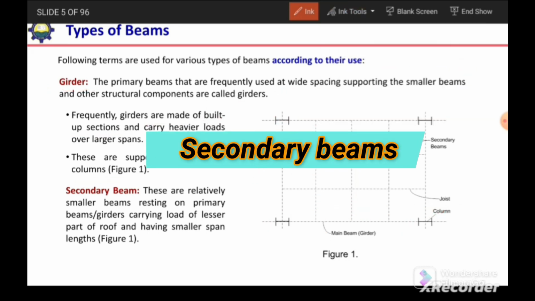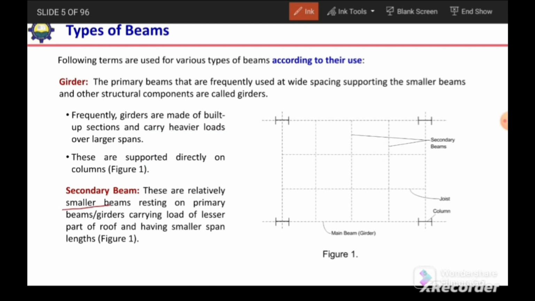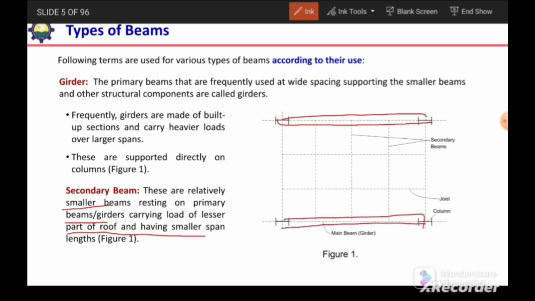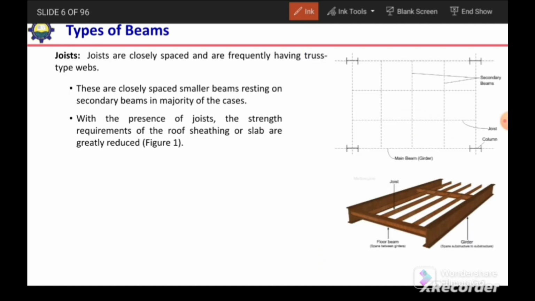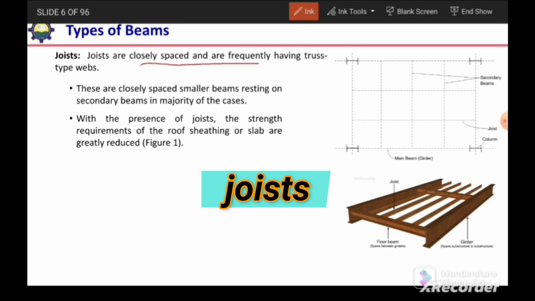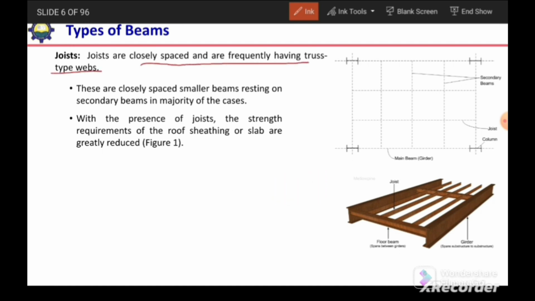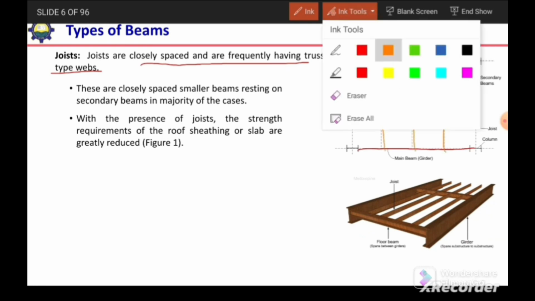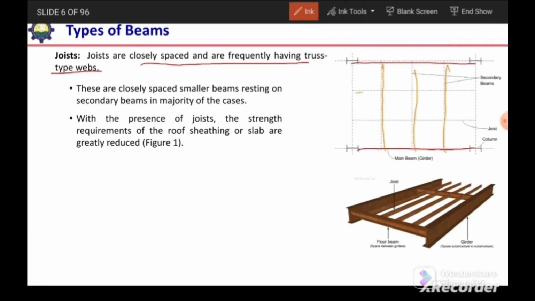Then secondary beams are relatively smaller beams resting on the primary beams or girders, carrying the load of a lesser part of the roof and having a smaller span. If this is our primary beam between the columns, and on this side again a primary beam, the beams running perpendicular to this will be secondary beams. Next is joists. Joists are closely spaced and frequently have truss type webs. This is the primary beam, these are secondary beams, and beams perpendicular to the secondary beams will be joists.